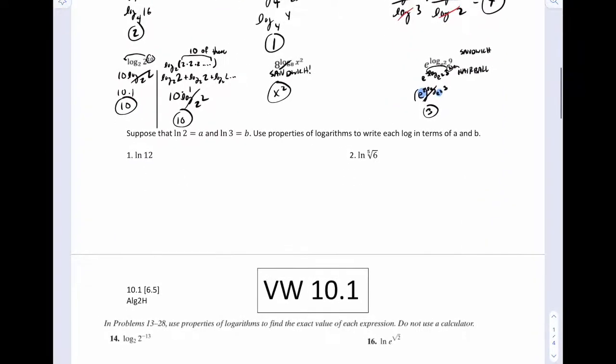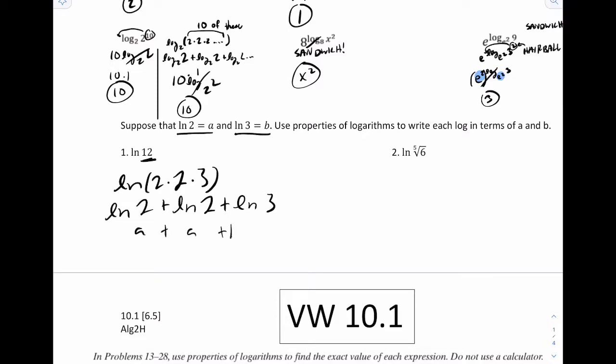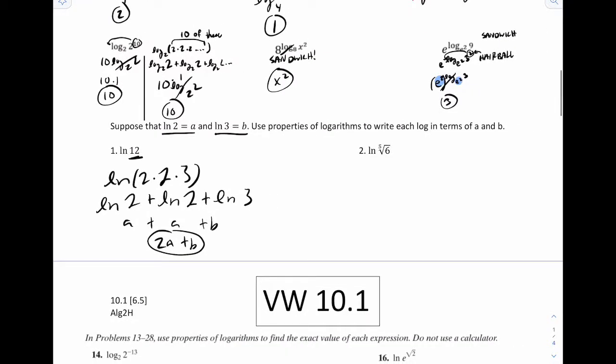Now for the final examples, this says suppose that natural log 2 equals A, natural log 3 equals B. Rewrite in terms of A and B. So it looks pretty crazy, actually really simple. Natural log 12, look at the 12 and write it in terms of 2 and 3. So for example, I'm going to write natural log of 2 times 2 times 3, meaning I'm breaking up 12 into factors of 2 and 3. Now I'm going to separate it using a log property. I use addition because we're multiplying, and now I can use A and B. That's A plus A plus B, or 2A plus B. That's our answer.